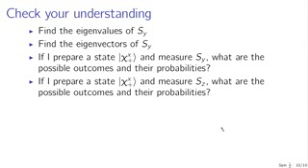To check your understanding, I found the eigenvalues and eigenvectors of S sub x. I'd like you to go ahead and find the eigenvalues and eigenvectors of S sub y. You can do that however you want: Wolfram Alpha, Sage, Mathematica, whatever you want. Then, on the basis of knowing those eigenvalues and eigenvectors, suppose I prepare an eigenstate of the x component of spin angular momentum and measure S sub y. What are the possible outcomes and their probabilities? Or, likewise, if I measure S sub z, what are the possible outcomes and their probabilities?